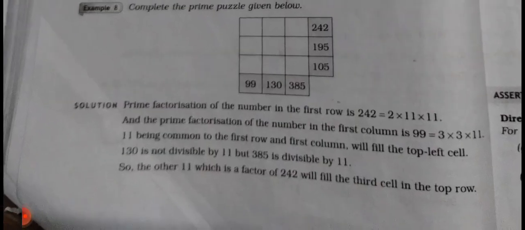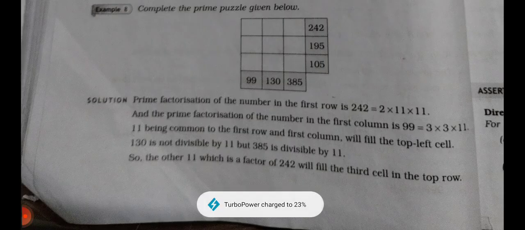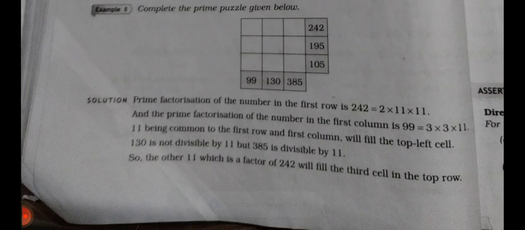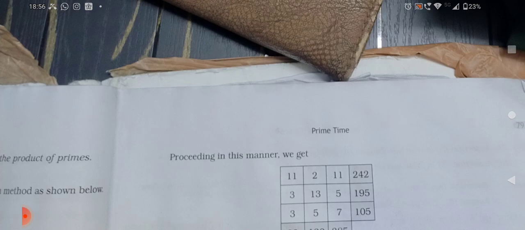Solution. The prime factorization of the number in the first row is 242 equals 2 into 11 into 11. And the prime factorization of the number in the first column is 99 equals 3 into 3 into 11. 11 being common to the first row and first column will fill in the top left cell. 130 is not divisible by 11 but 385 is divisible by 11. So the other number 11, a factor of 242, will fill the third cell in the top row. Proceeding in this manner, we get 11, 2, 11, 3, 13, 5, 3, 5, 7 with row products 242, 195, 105 and so on.